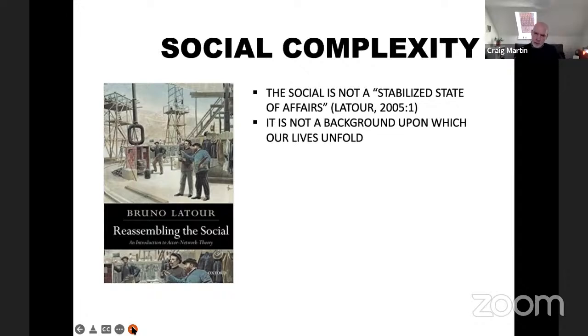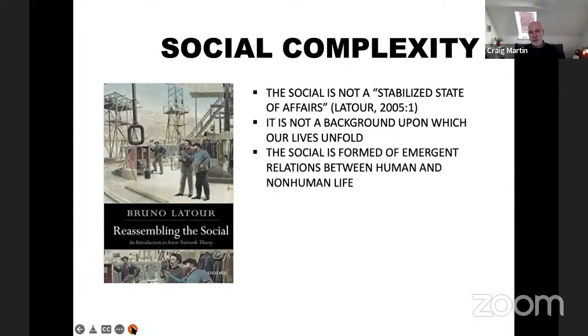Now, one of the things that Latour says is that there's been this presumption in the past that the social world around us is just simply a background that surrounds us. So we just get on with our lives, and the social is there, in the background. He distrusts this, as I do as well. In particular, rather than this stable background that we just take for granted, he argues that society, the social, is formed of these emergent relations between other human beings, ourselves and others, but also between humans and non-human life, so between objects and other non-human animals, for example.